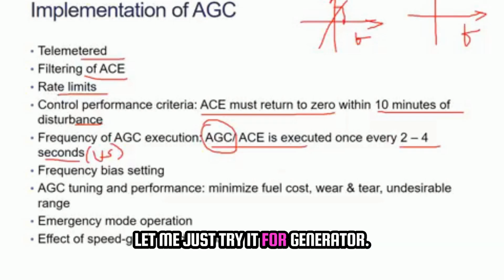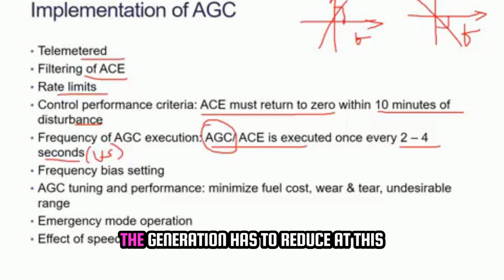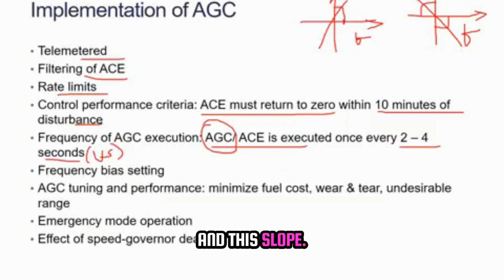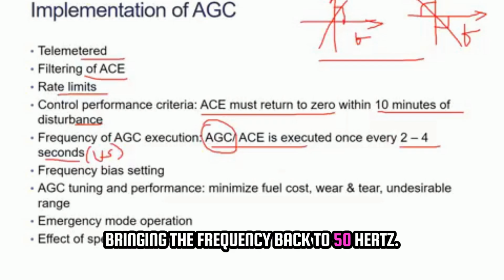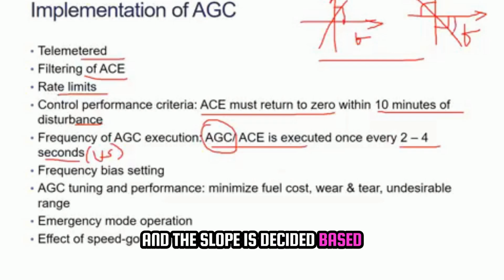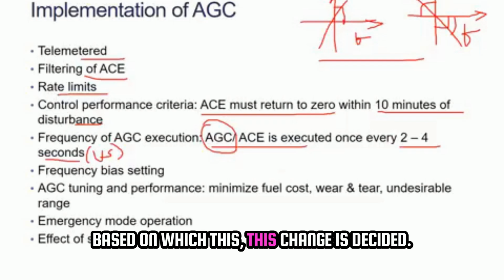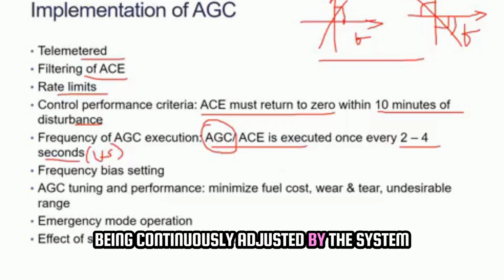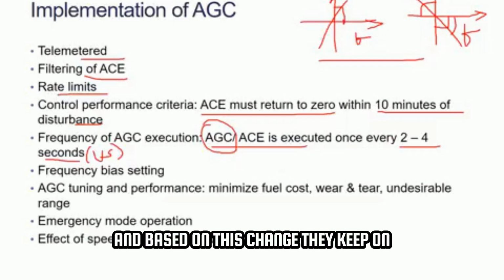Let me just draw it. The reverse will be for the generator. If frequency is increasing, the generation has to reduce at this value, or if frequency is reducing, the generation has to increase at this value. This slope concept is actually used in India for bringing the frequency back to 50 Hz. The slope gives you a price signal, and the angle of this slope is the price based on which this change is decided. The slope is continuously adjusted by the system operator based on the regulator's permission, and based on this change they keep bringing the frequency to 50 Hz.